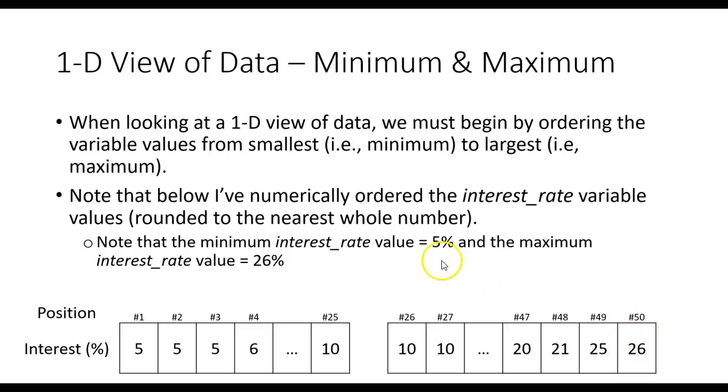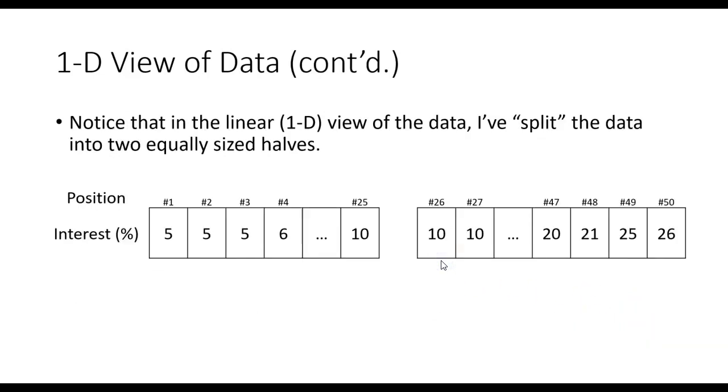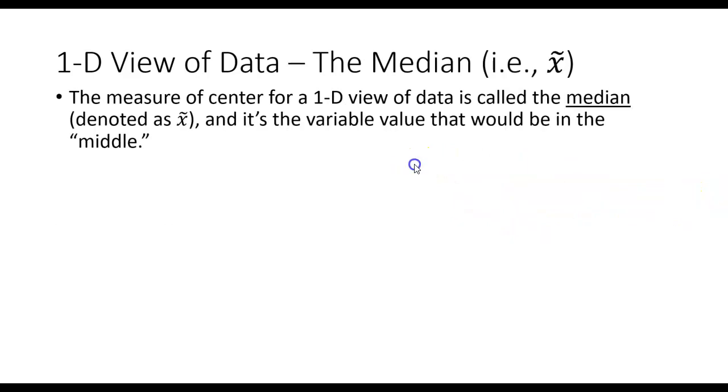corresponds to 26%. Notice that in the linear one-dimensional view of the data, I've split the data into two equally sized halves, so the left 25 values and the right 25 values from 26 to 50 are shown on the right. The measure of center for a one-dimensional view of data is called the median, denoted as x with a tilde over it. It's the variable value that would be in the middle.